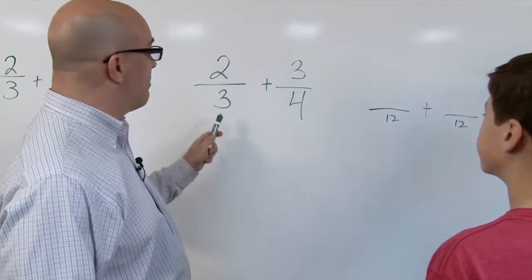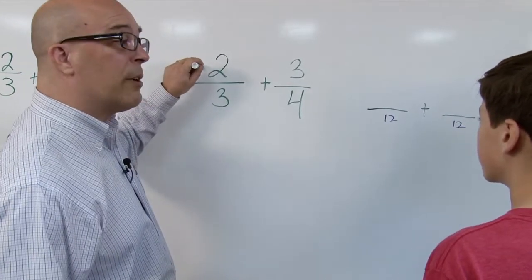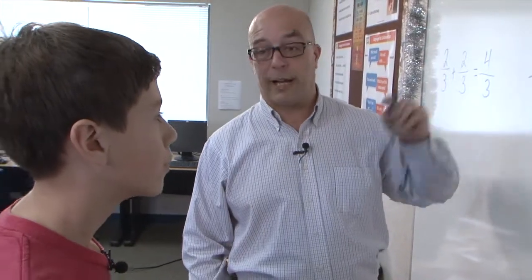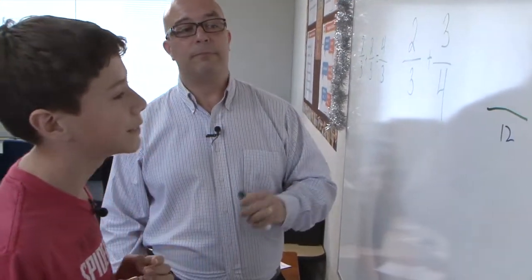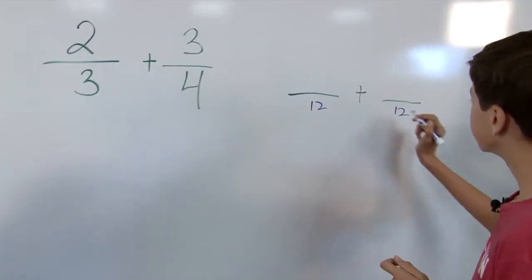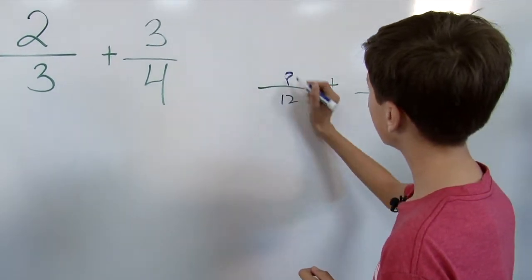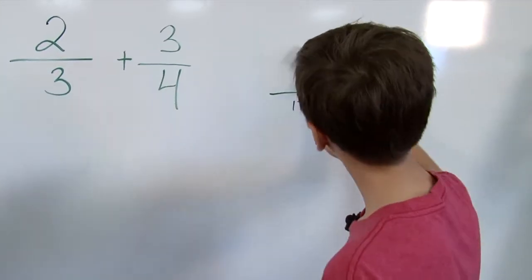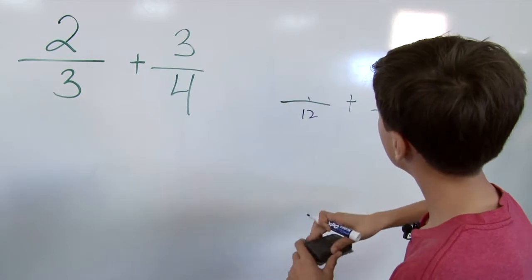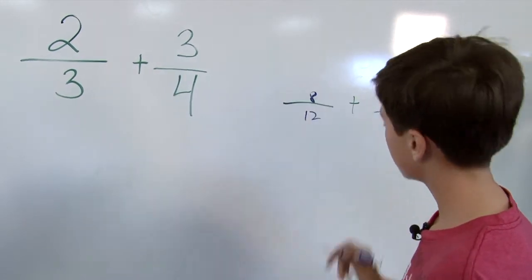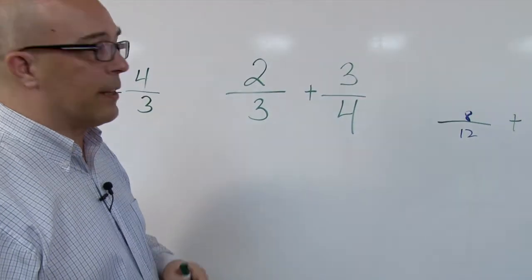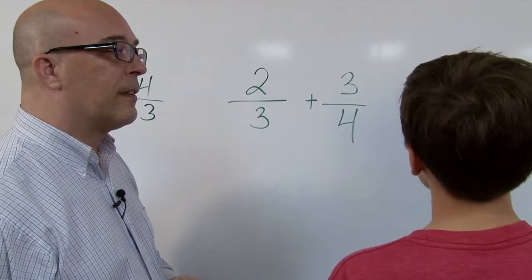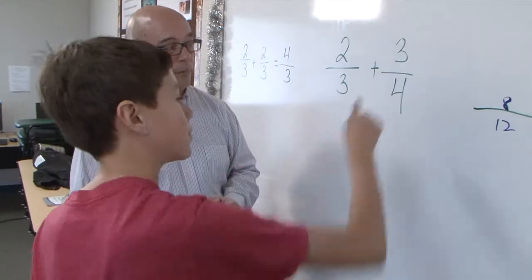So whatever you do to the bottom, you need to do to the top. So the numerator, you're going to multiply by 4 as well. So what will 4 times 2 become? 8. Perfect. Go ahead and make that the new numerator. And what about this one? 4 times 3. Okay, so what do you think you have to do now? Times 3 by this number. Perfect.